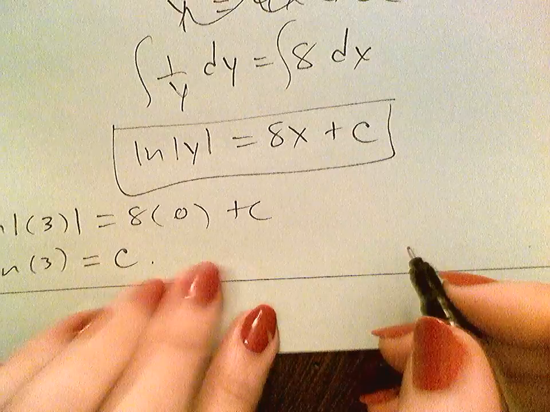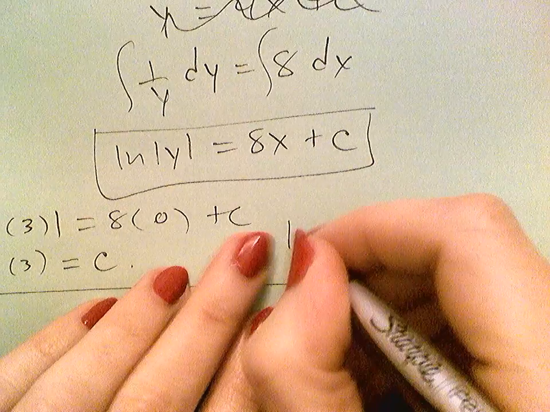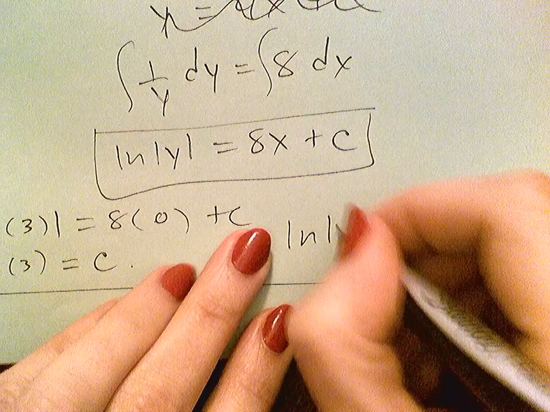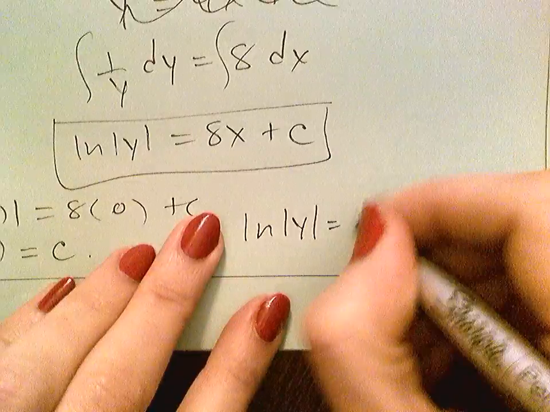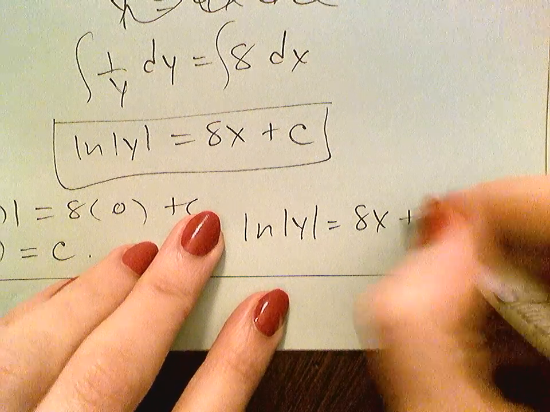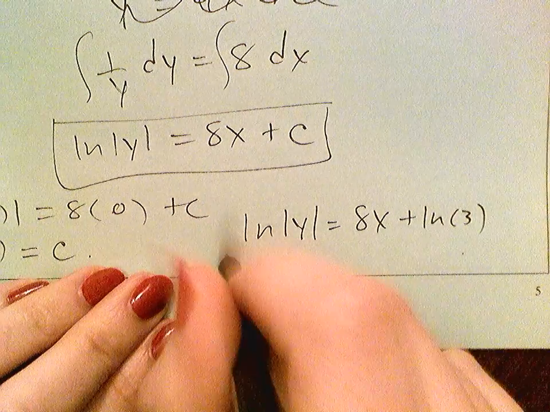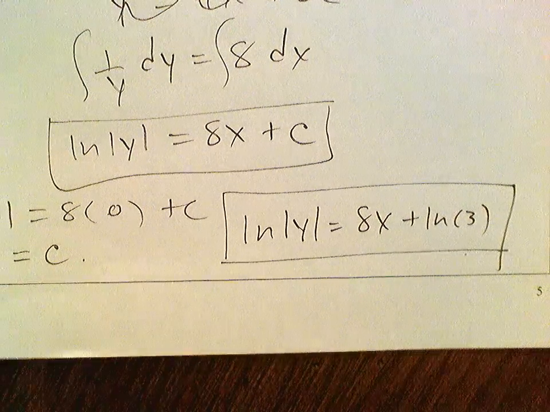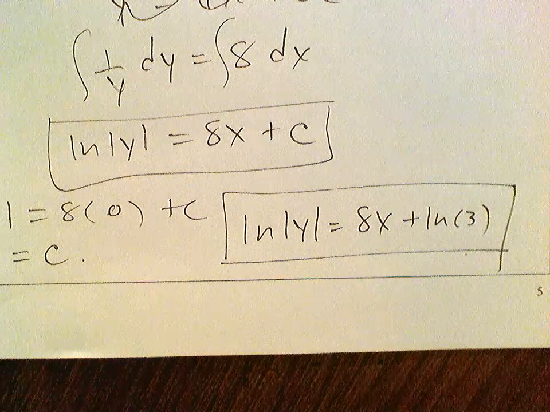So the particular solution with this initial condition is natural log of the absolute value of y equals 8x plus natural log of 3. Okay, so that is the particular solution to that differential equation.